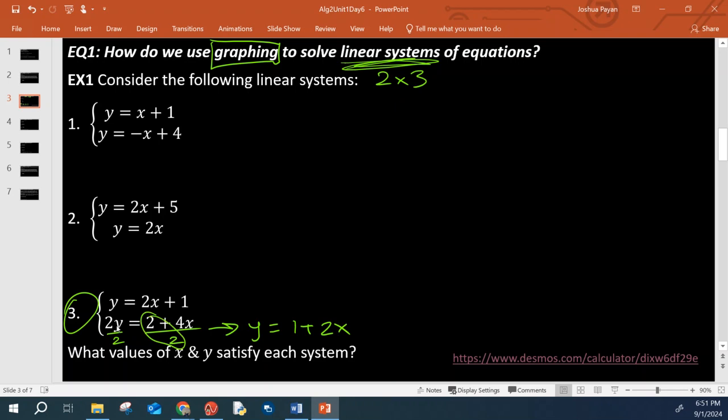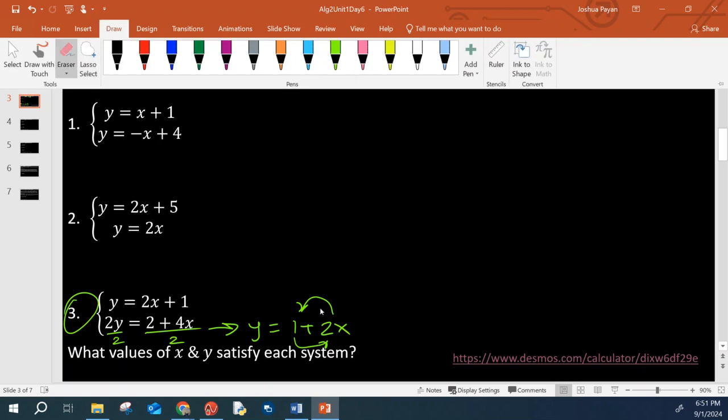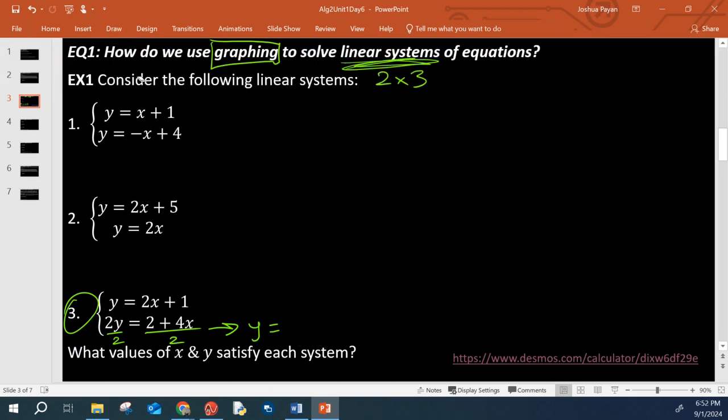2 divided by 2 is 1. 4 divided by 2 is 2. And then just switch some things around. So that's really just 2x plus 1. And then we see, well, that's kind of weird. We see that this function and this function are identical. So what does that mean?